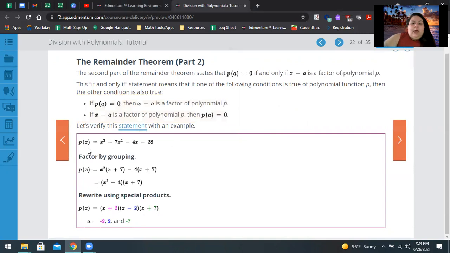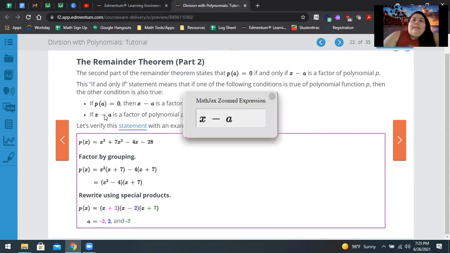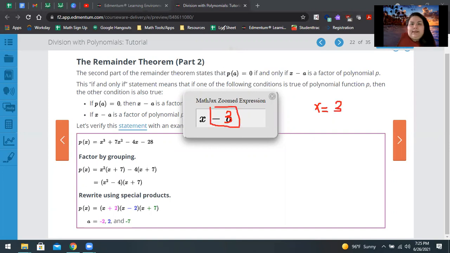So here's an example. P of x equals x cubed plus 7x squared minus 4x minus 28. I know I keep on saying use at least this one right here with that binomial, set it equal to 0, or take the opposite of it. So say, for example, it's x minus 3. Then you're going to say x is equal to 3.